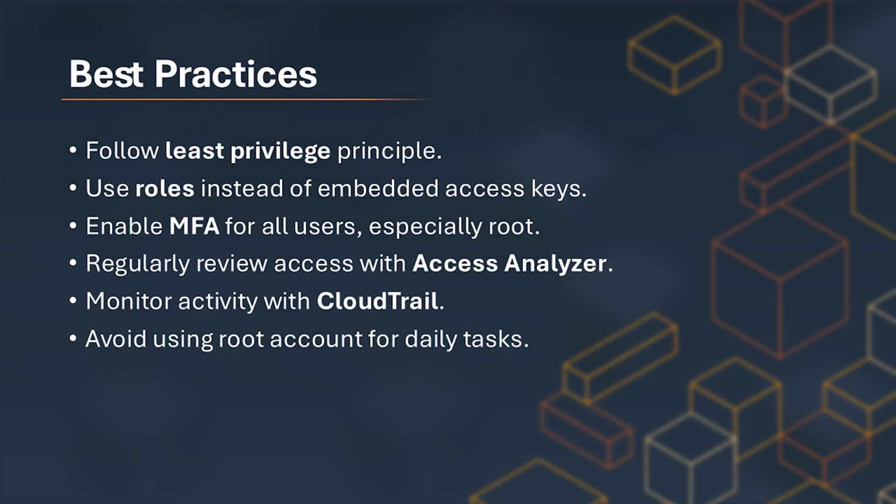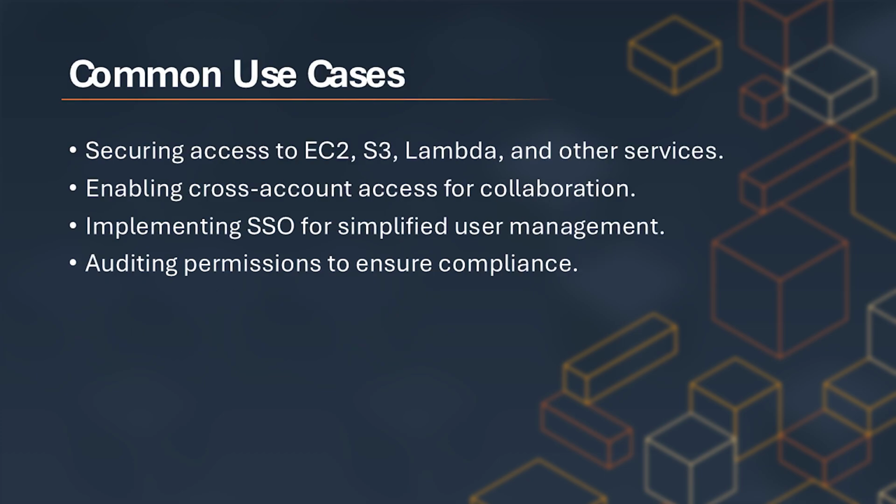applications. Best practices are to follow the principle of least privilege, use roles instead of embedded access keys, enable MFA for all users, perform regular access reviews with Access Analyzer, avoid root account use for daily tasks, and monitor IAM activity with AWS CloudTrail. IAM integrates with every AWS service, from EC2 to S3 to Lambda, ensuring that identity and access configuration underpins a secure AWS deployment.